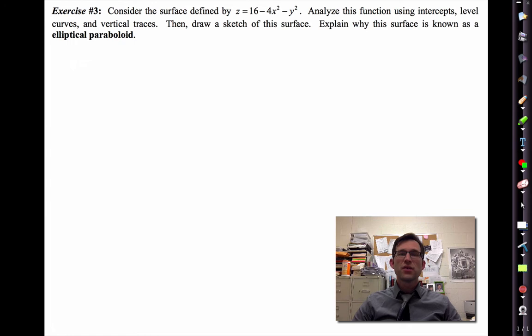All right, consider the surface defined by z equals 16 minus 4x squared minus y squared. Analyze this function using intercepts, level curves, and vertical traces. Then draw a sketch of the surface. Explain why the surface is known as an elliptical paraboloid. All right, so pause the video now and go through your analysis, see what you get, and then we'll go through it.